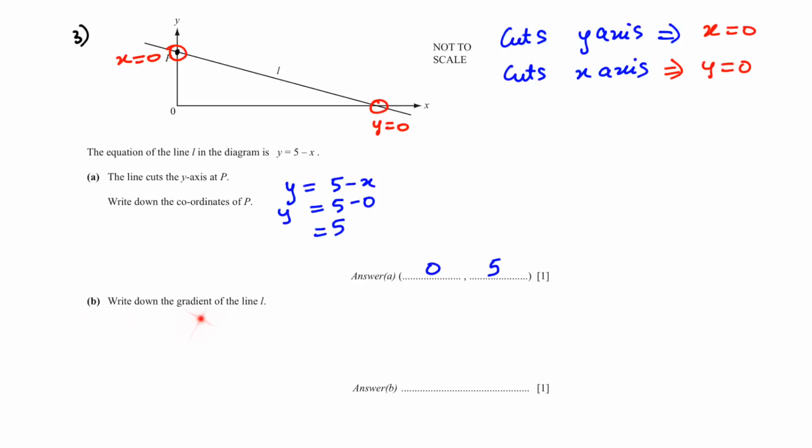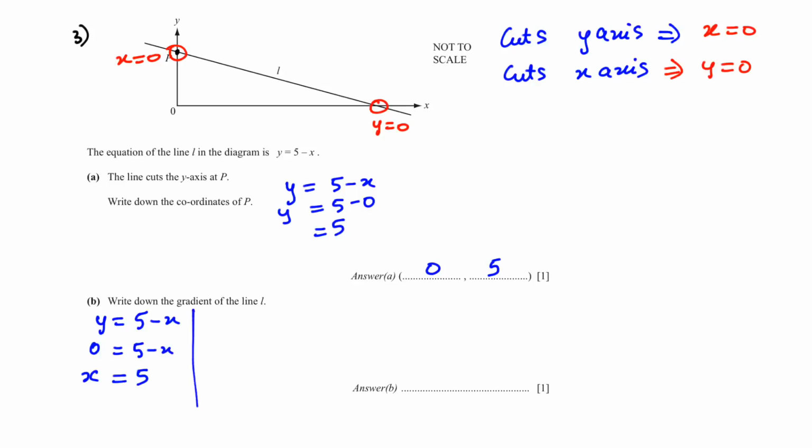Part B, write down the gradient of the line L. To find the gradient, we need 2 points. We have been given only 1 point. To find the other point, we are going to use where it cuts the x-axis, where y is equal to 0. So in place of y, we'll substitute 0. Make x the subject. It's negative. When I move to the other side, it will be positive. So x is equal to 5.